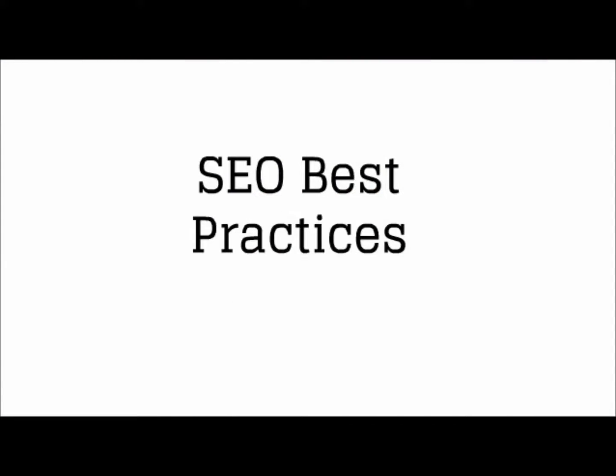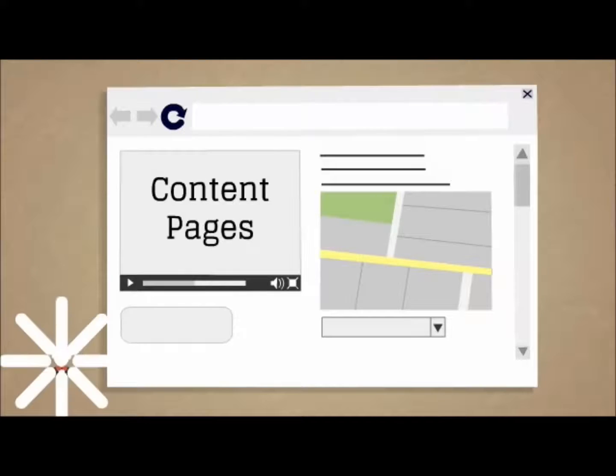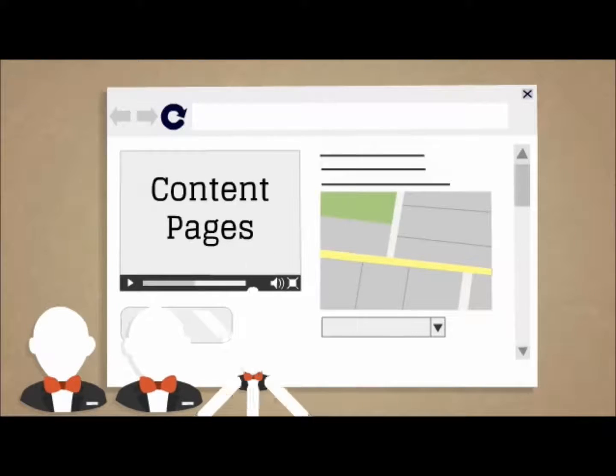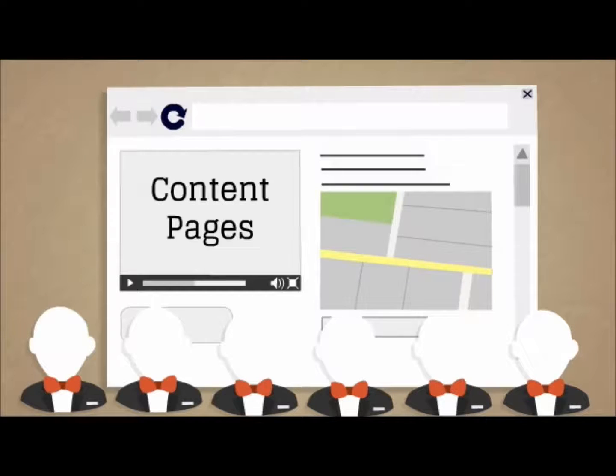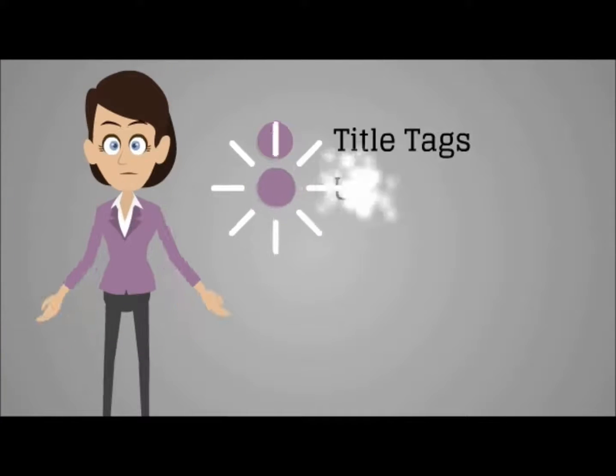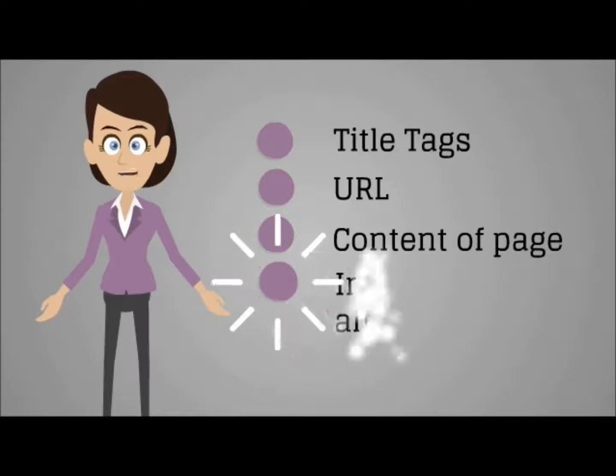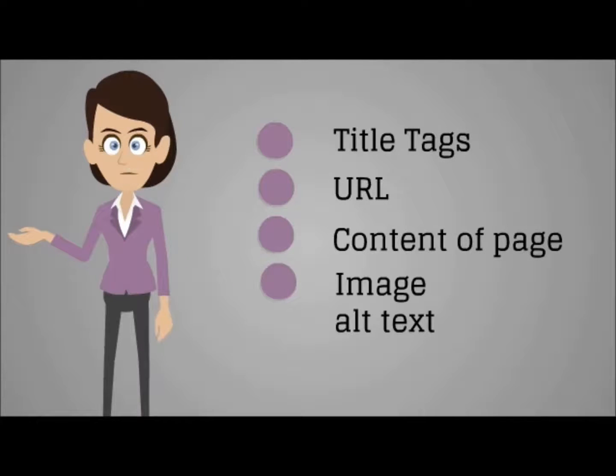SEO best practices. Content pages are the meat of websites and are almost always the reason visitors come to a site. An ideal content page should be very specific to a given topic, usually a product or an object, and can be hyper-relevant. The purpose of the given web page should be directly stated in all of the following areas: title tag, URL, content of page, image alt text.